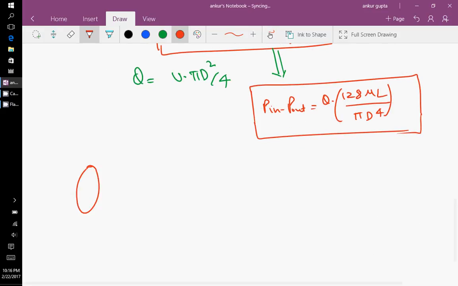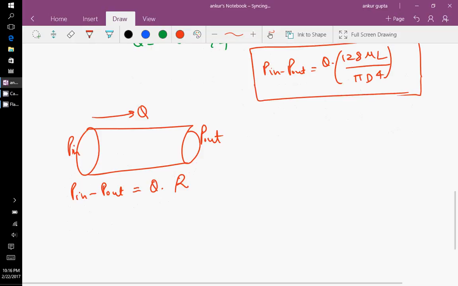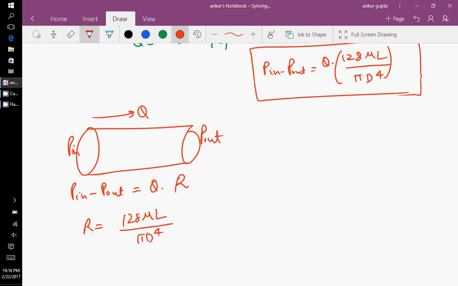So initially here we had P in, P out, and then there is a flow rate Q going through the system. And now we have a relation where I am relating P in minus P out is Q times something I am calling R, where R is 128 mu L by pi d raised to power of 4.